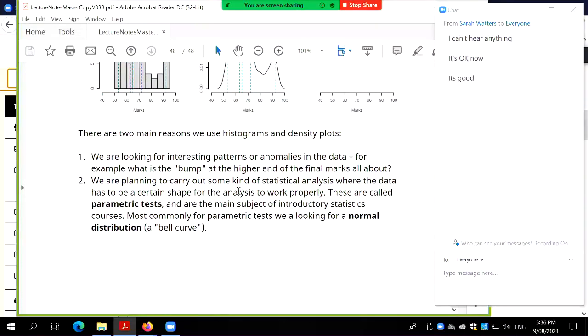Now, I just want to talk a little bit about why we do exploratory data analysis and just a bit about where we're going with it. Depending on who you read about these things, people will talk about three things. They'll talk about exploratory data analysis.